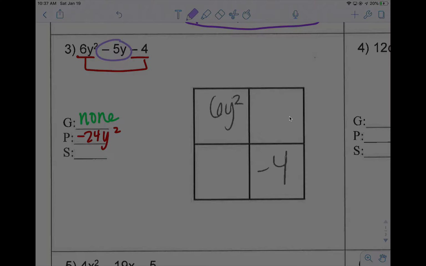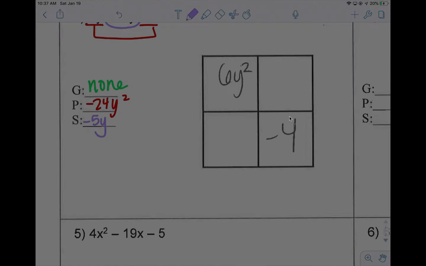My sum is in the center, so my sum is negative 5y. So I'm going to write all the ways to multiply to 24. 24 divided by 1 is 24. 24 divided by 2 is 12. 24 divided by 3 is 8. 24 divided by 4 is 6. 24 divided by 5 is a decimal, so I don't write it down. 24 divided by 6 is 4, but I already have that listed, so I don't have to write it.